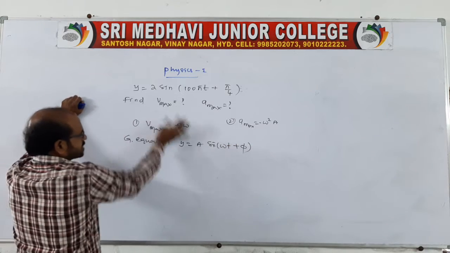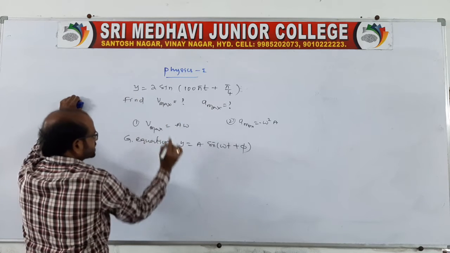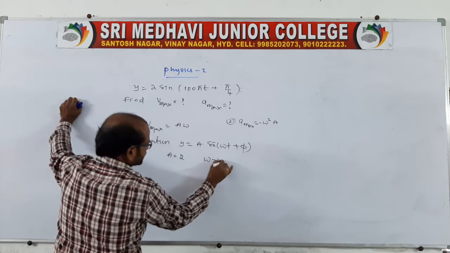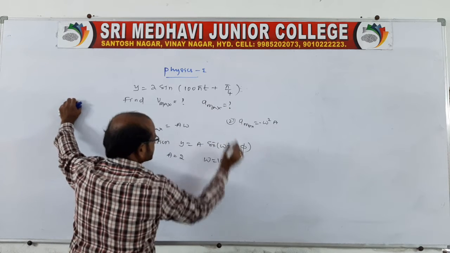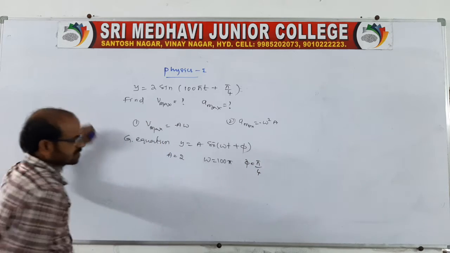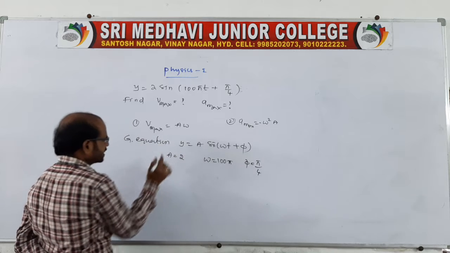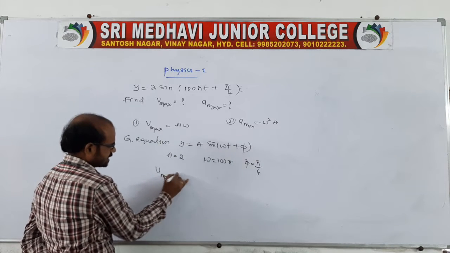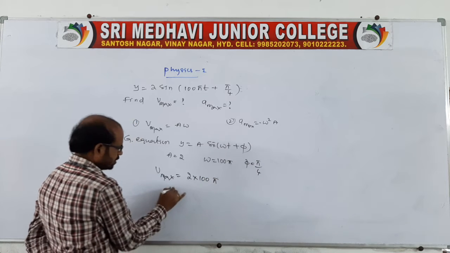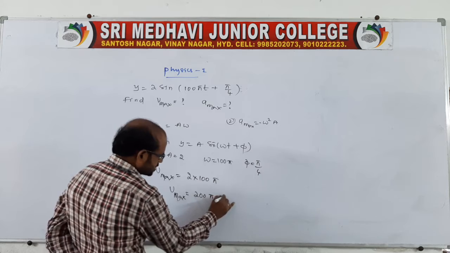So compare these two expressions. A is represented as 2 and omega is represented as 100 pi, directly we can see, and here the phase is represented as pi by 4. It is the phase difference, or we can call it phase. Now we know A, we know omega. Directly you write here V maximum is equal to 2 into 100 into pi. So V maximum is equal to 200 pi meter per second.